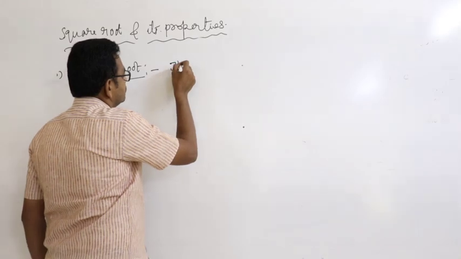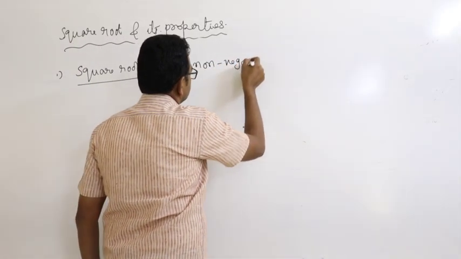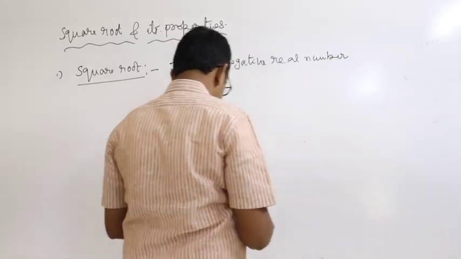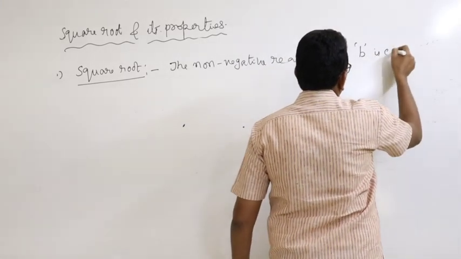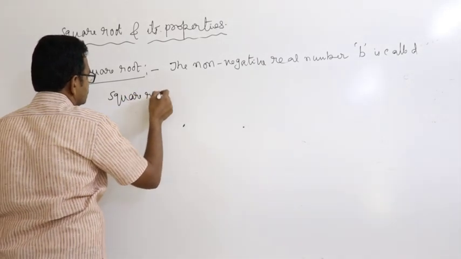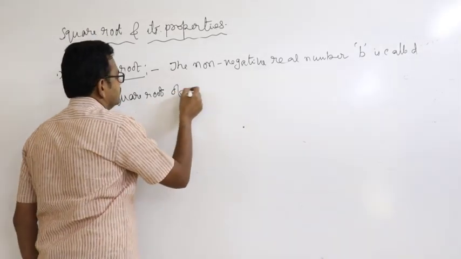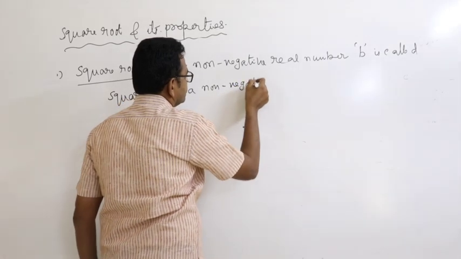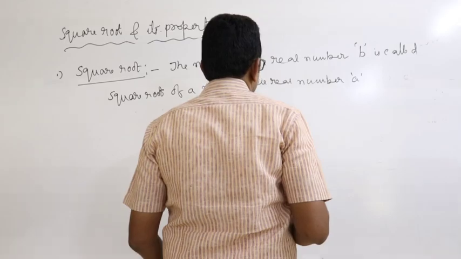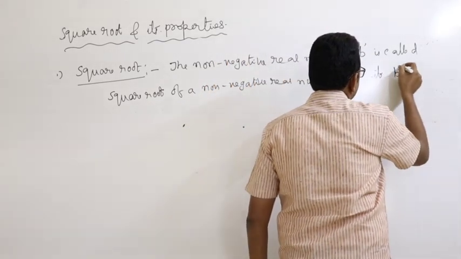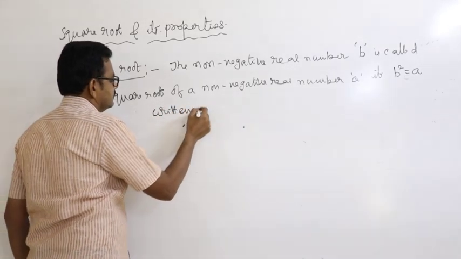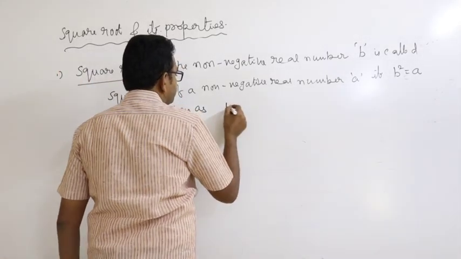The non-negative real number b is called the square root of a non-negative real number a if b square is equal to a, and written as root a. Here b is equal to root a.